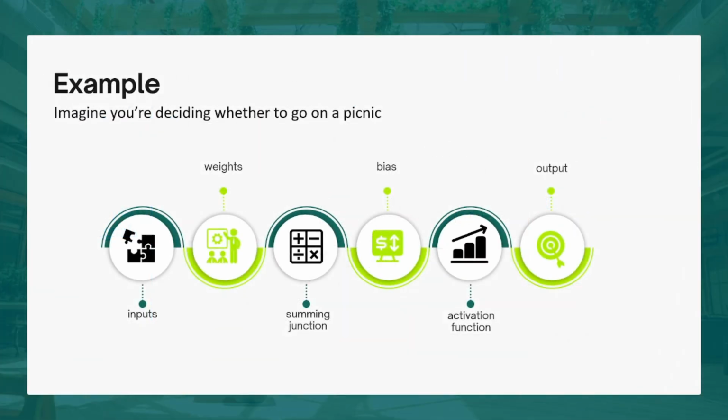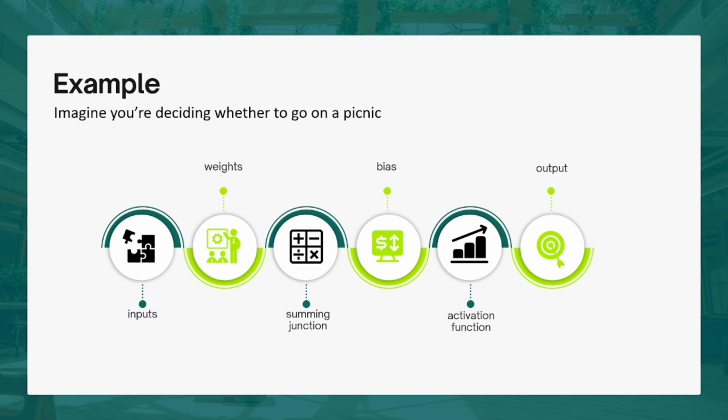To make this even simpler, imagine you're deciding whether to go on a picnic. The inputs are your factors: the weather, your mood, and how much free time you have. The weights tell you how important each factor is. Maybe weather matters a lot, but your mood doesn't matter as much.